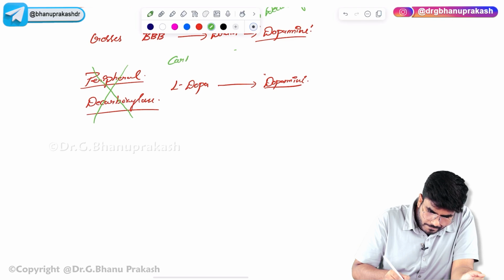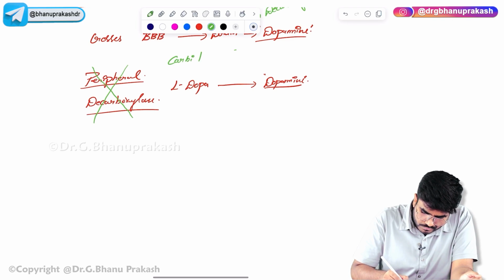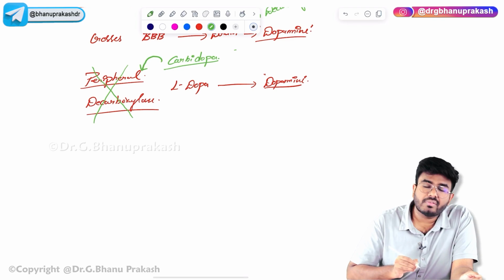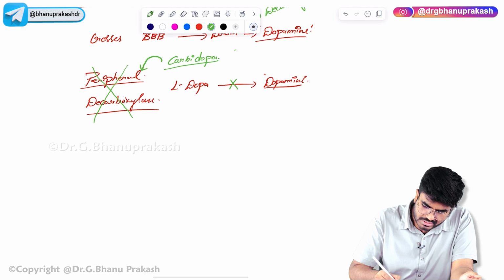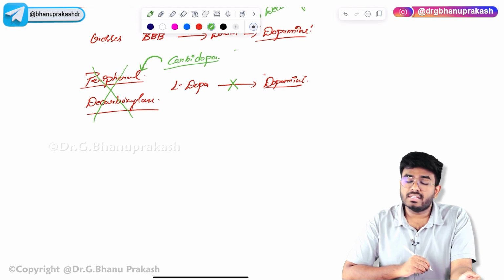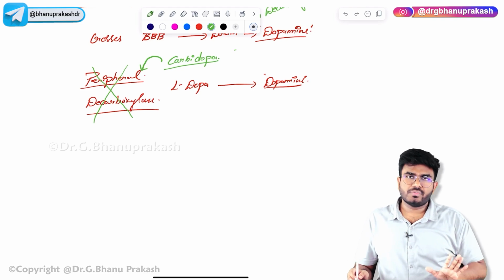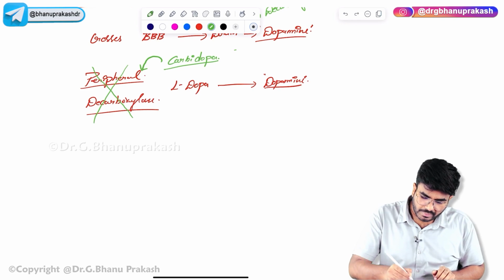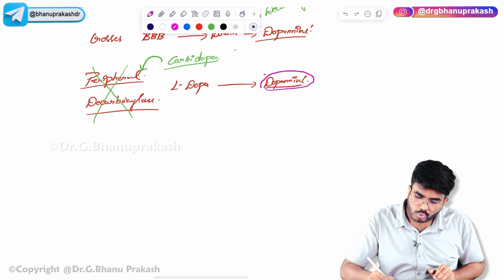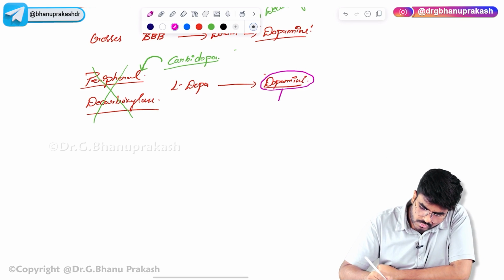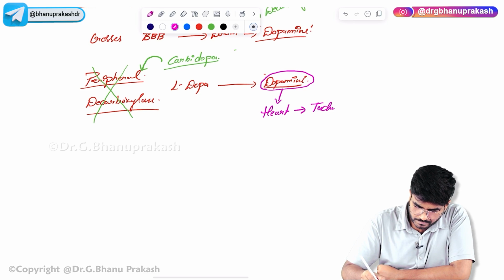Carbidopa is going to inhibit peripheral decarboxylase, so peripheral decarboxylation is not happening. Otherwise, do you know what happens? If you simply give L-dopa, it will be converted into dopamine in the periphery. And do you know what this dopamine is going to do? Dopamine is a catecholamine. This catecholamine is going to act on the heart and cause tachycardia.